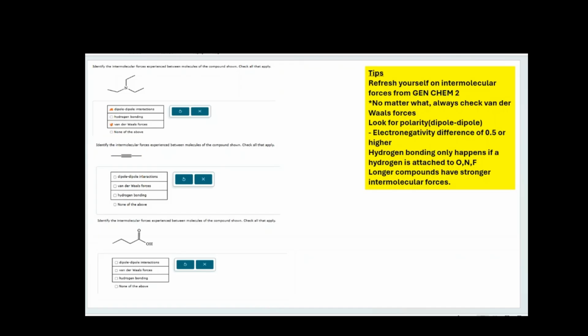So that is non-polar, but I'm still following my rules and only really just check van der Waals, because again, no matter what, they're going to be van der Waals forces. So because I don't have polarity, it's not going to be dipole-dipole, and no oxygen, nitrogen, or fluorine present, so it's not going to be hydrogen bonding.